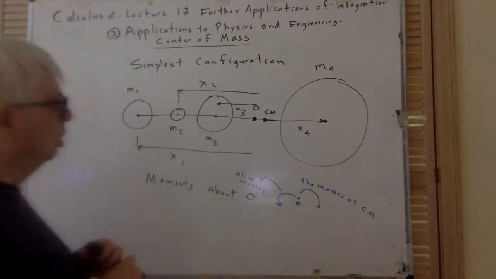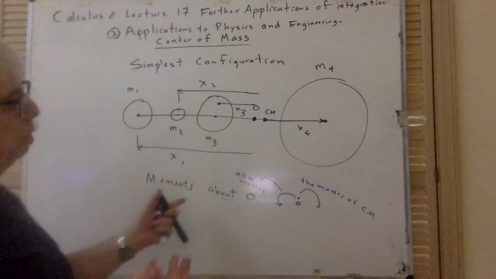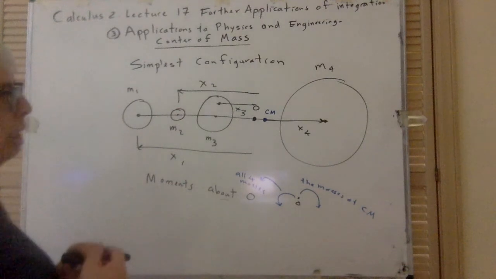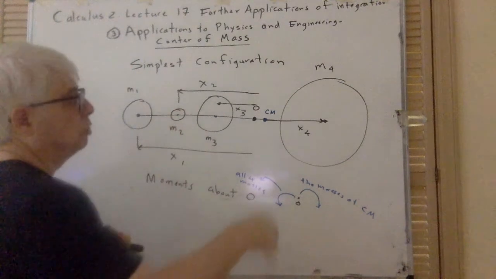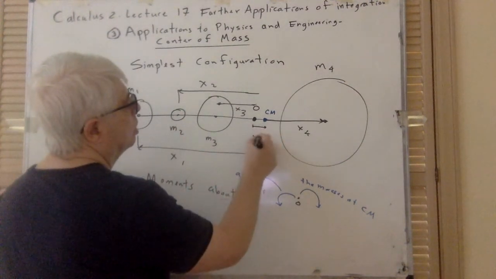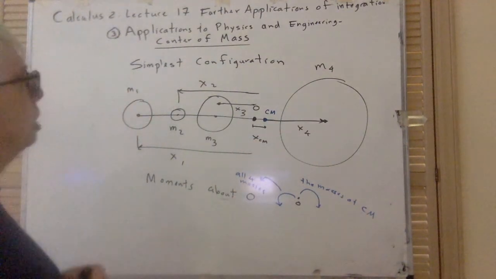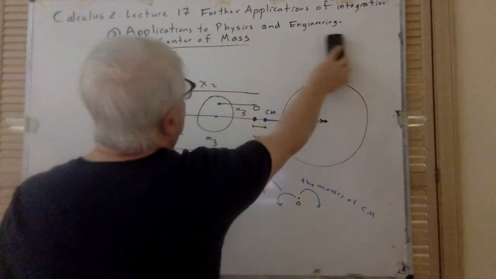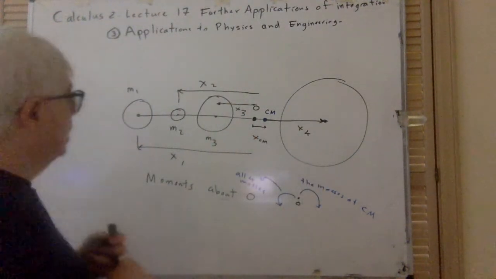So we have to sum up the moment due to all these masses and let that be equal to the moment produced by all of them concentrated here. So let's call this XCM. If that is XCM, this is what happens. Let me write somewhere here.